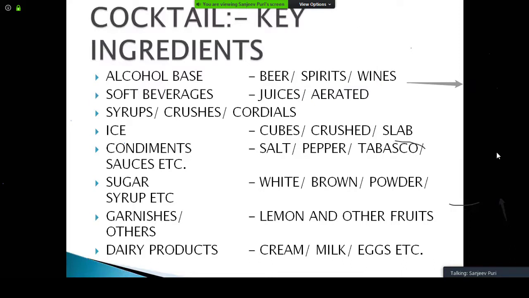Then the other most important things that are used in the bar can be termed as dairy products. Your cream, milk, and your poultry products also. Eggs are also used in the preparation of cocktails.